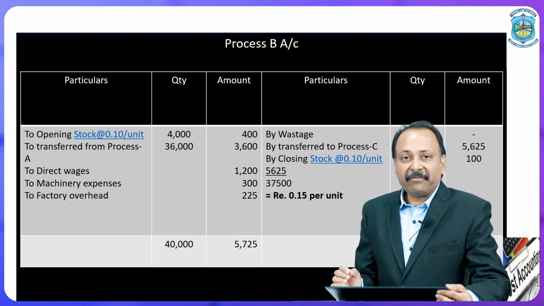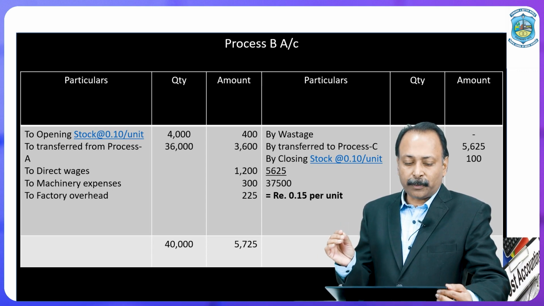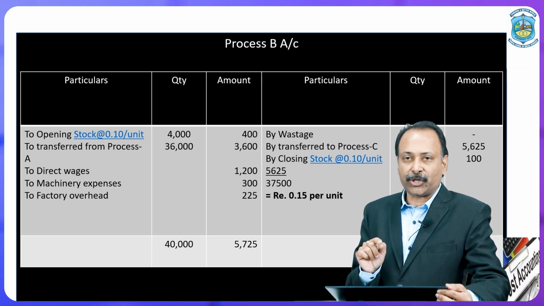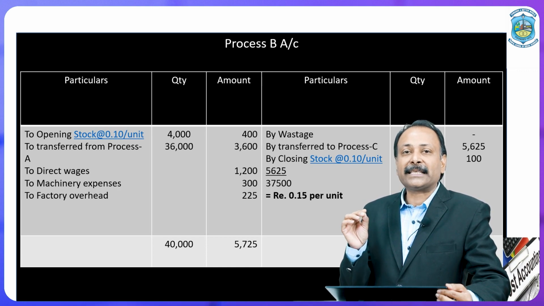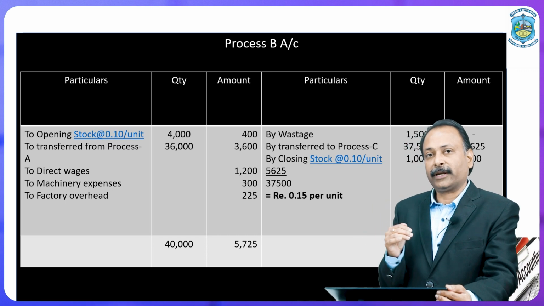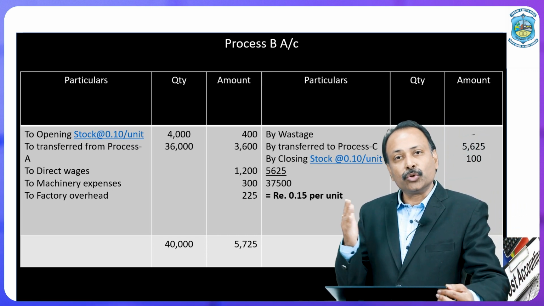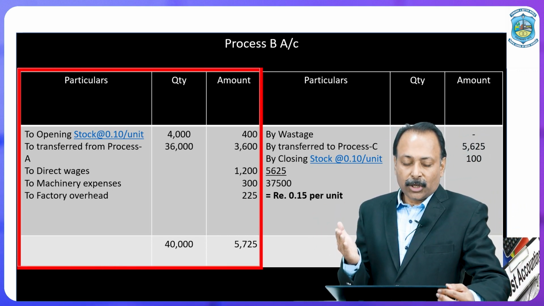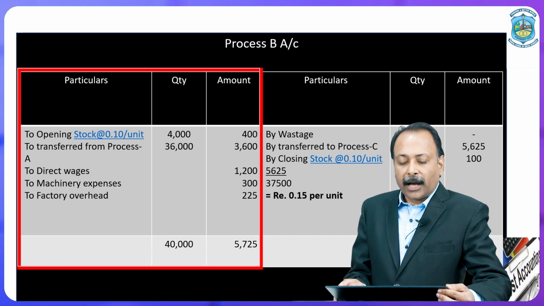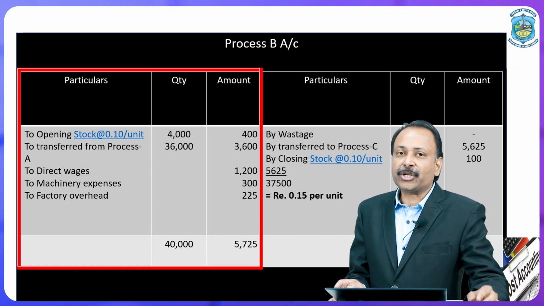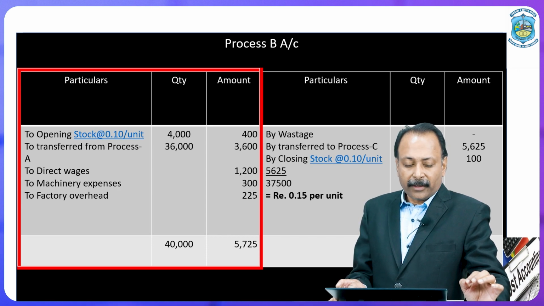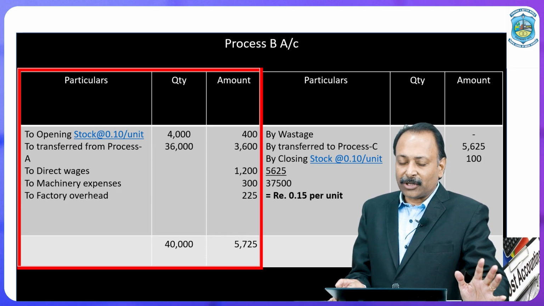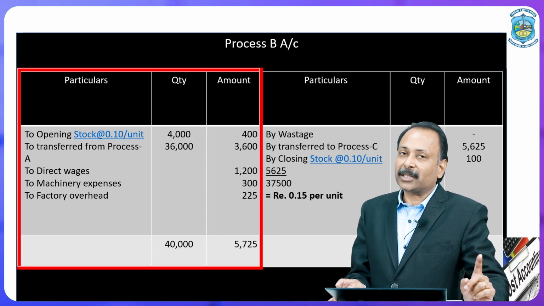Now, when we calculated price per unit or price per kg, price per ton, we know that in this question, after process A, the per unit cost is 10 paise per unit, 0.10. So now we are going to transfer this to the next process, which is process B. On your screen you can see that under process B, first of all we have to mention the transfer from process A. How many units? We are going to have 36,000 units and the price is 3600.